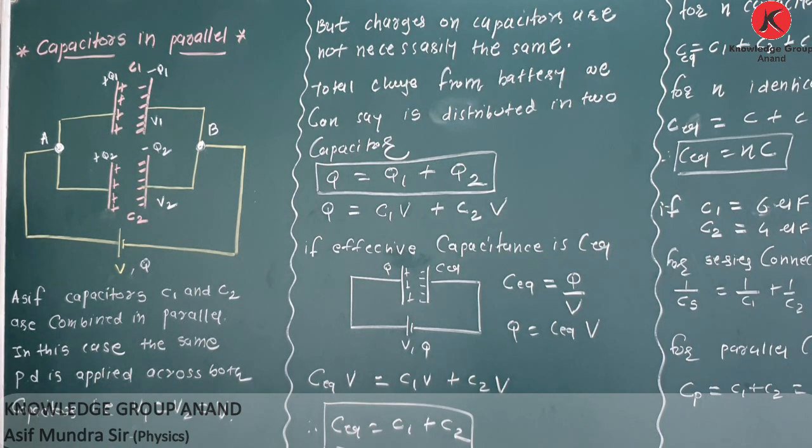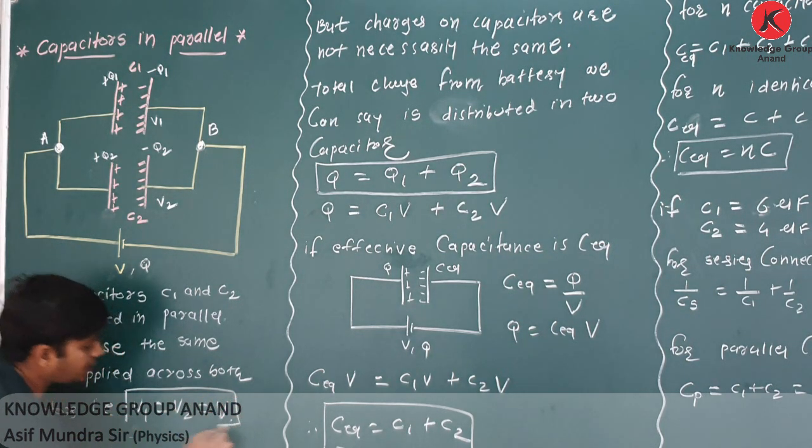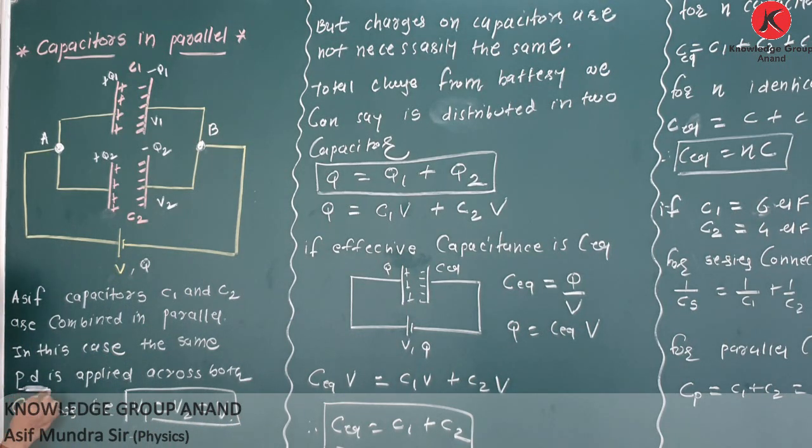So here you have to remember, potential difference remains the same. Clear? Okay. V1 = V2 = V. If I say the supply voltage is 100, then what is the potential difference across the first capacitor? 100. What is the potential difference across the second capacitor? 100. Clear? Okay. Now how to obtain the second relation?